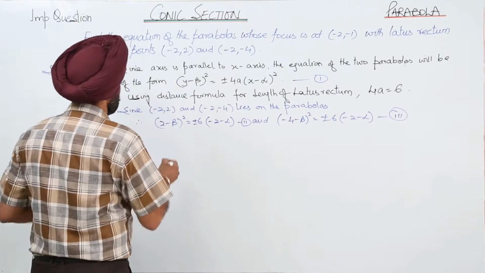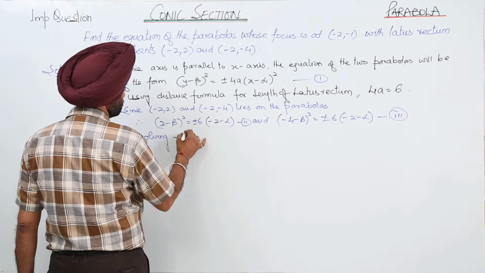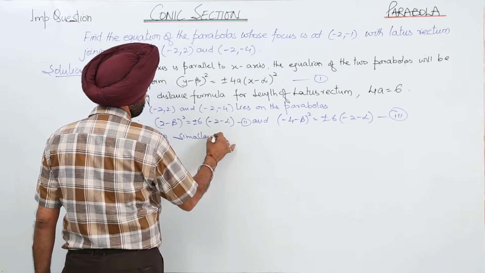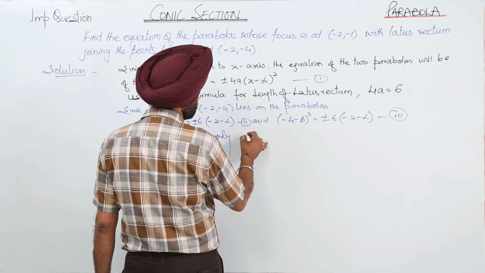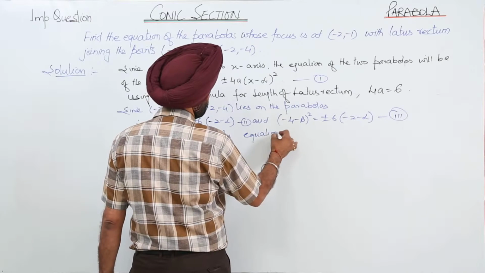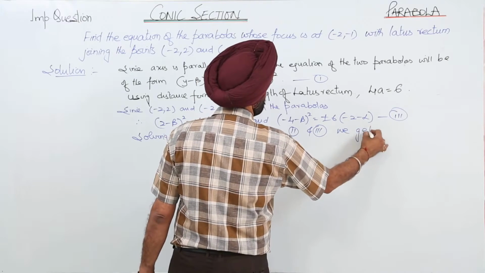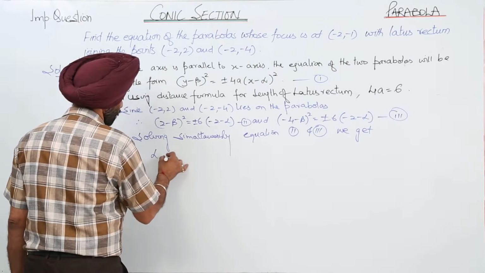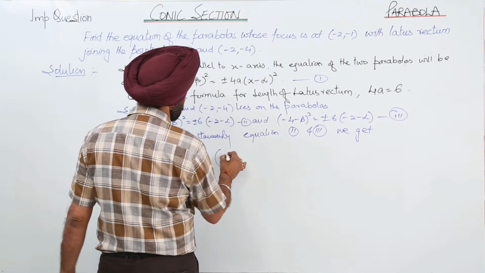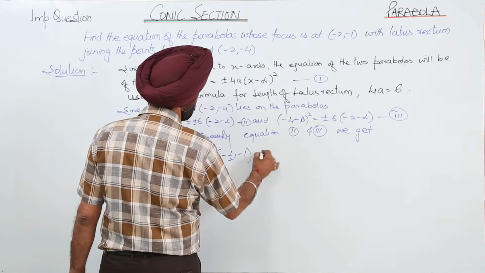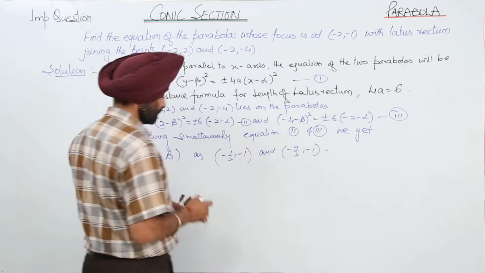Now, solving equations 2 and 3 simultaneously, we get alpha, beta as 1/2 and -1, and -7/2 and -1.